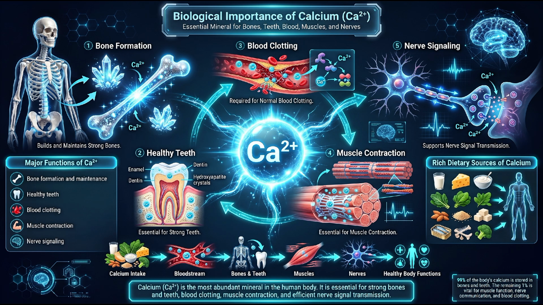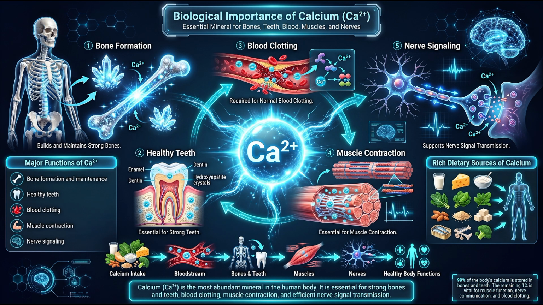The concentration of calcium in the blood is maintained within a very narrow range through the coordinated actions of three important hormones. Parathyroid hormone increases blood calcium levels by stimulating calcium release from bones, increasing calcium absorption from the kidneys, and activating vitamin D.